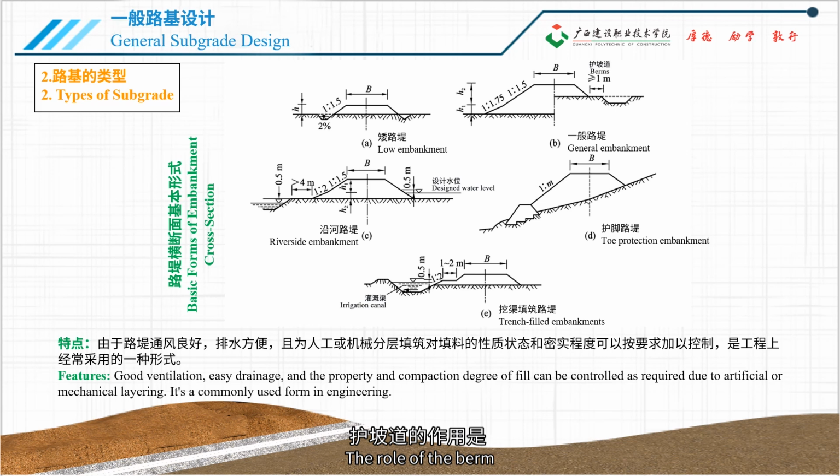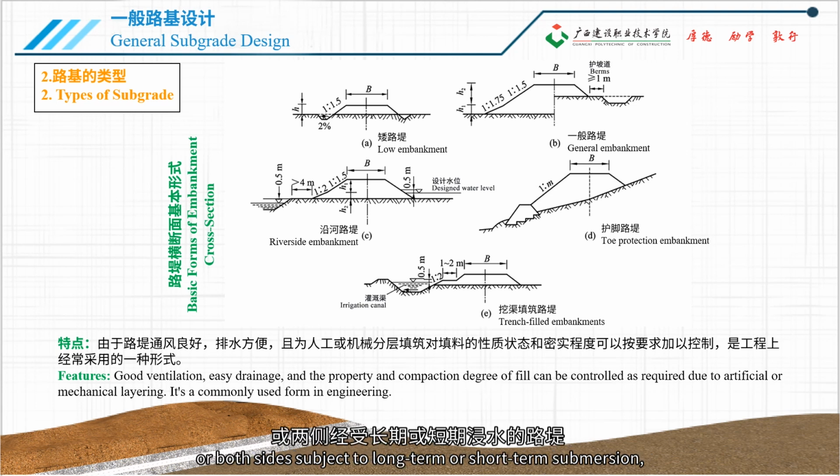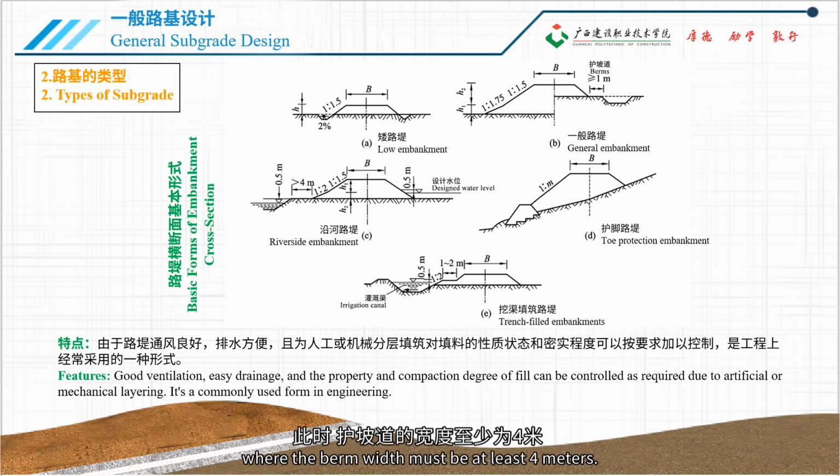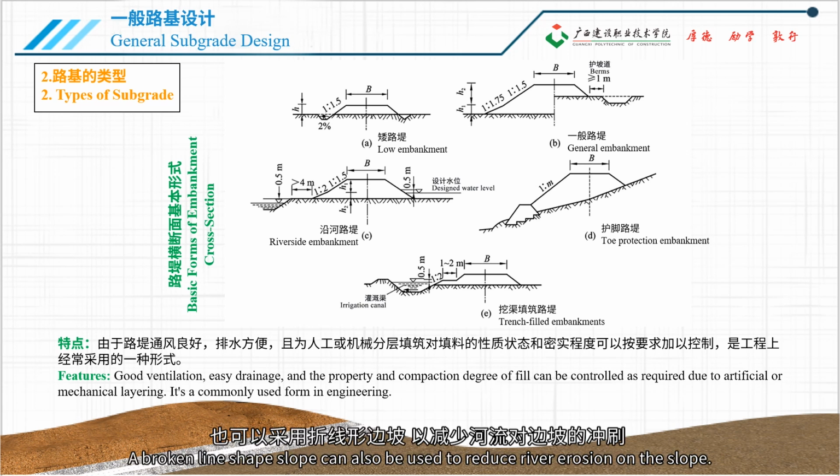The role of the berm is to protect the fill slope foot from water erosion and keep the fill slope stable. An immersible embankment refers to an embankment on one or both sides subject to long-term or short-term submersion, where the berm width must be at least 4 meters. A broken line-shaped slope can also be used to reduce river erosion on the slope.